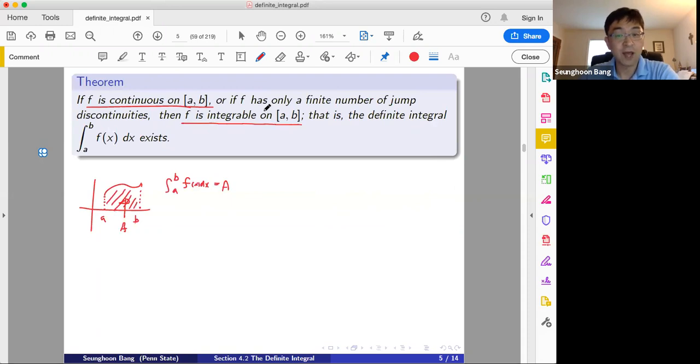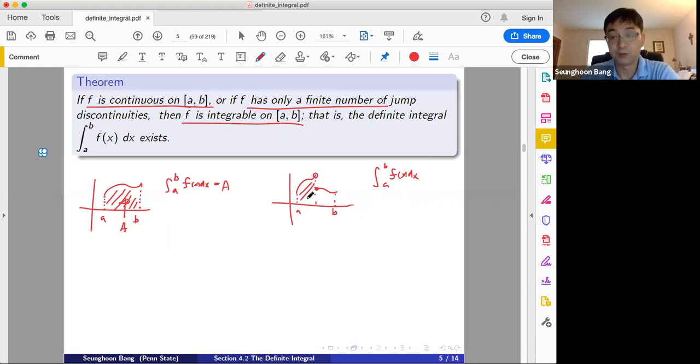So f has only a finite number of jump discontinuities. One example is a graph like this one, and this one, from a to b. What is the integral from a to b of f of x dx? The geometric meaning is just the area of this piece and the area of this piece. This area is A1, this area is A2. The integral is exactly A1 plus A2, so this is a finite number. The function f is integrable.